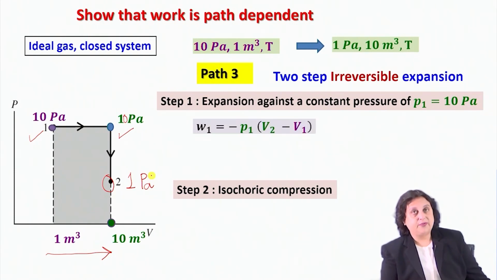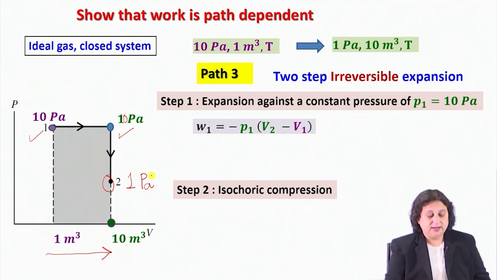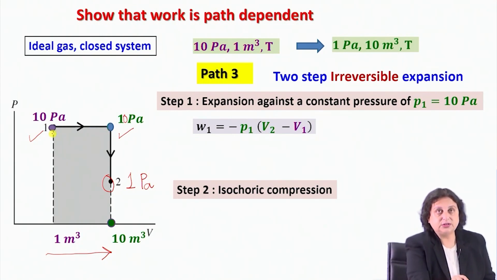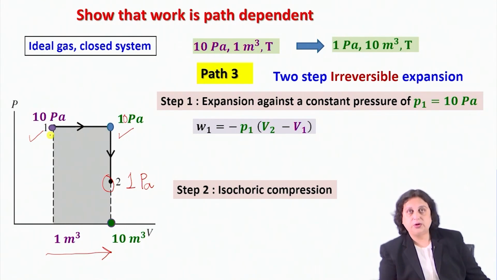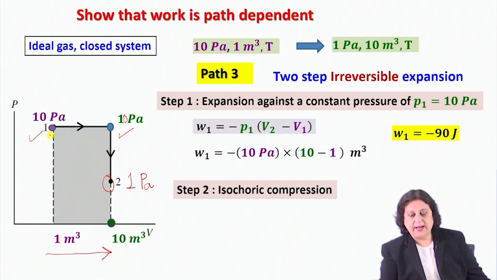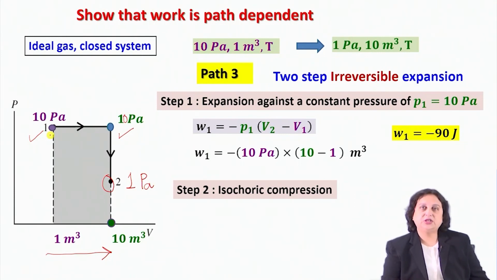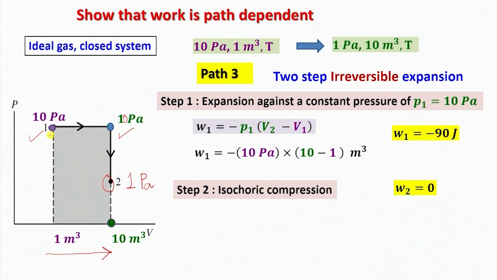So as before, I can find out the amount of work done in the first step. That would be minus P1 into V2 minus V1. Why P1? Because the expansion is carried out against a constant external pressure of P1 equal to 10 Pascal. And therefore, I can evaluate W1 to be minus 90 joules. And the second step is an isochoric compression, so following the same logic as before, W2 is equal to 0. If that is so, then what is the total work done? I add up W1 and W2, and that turns out to be minus 90 joules.